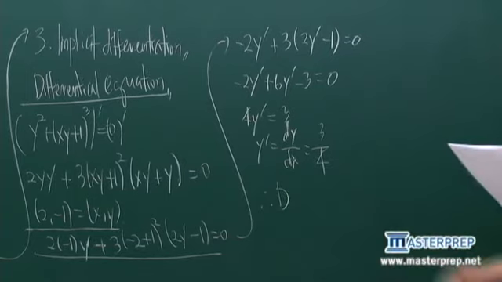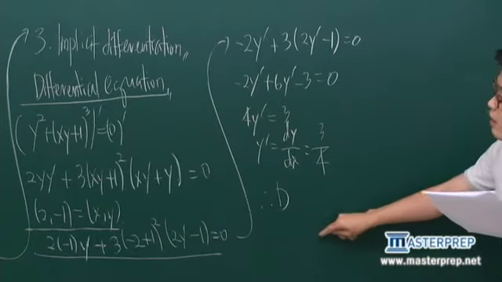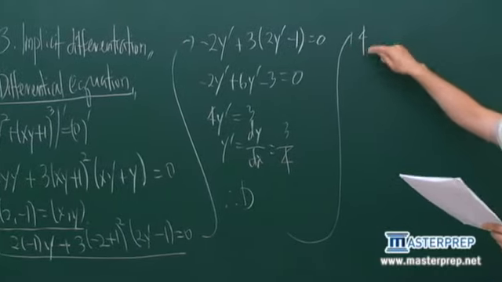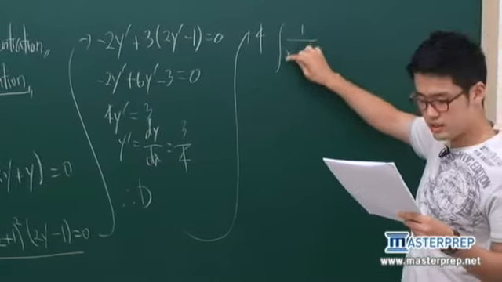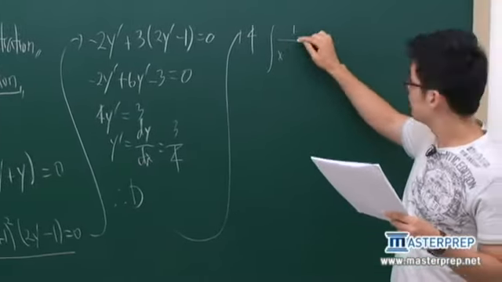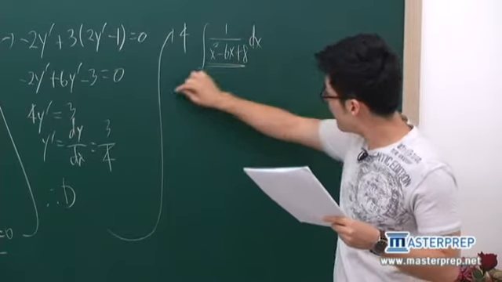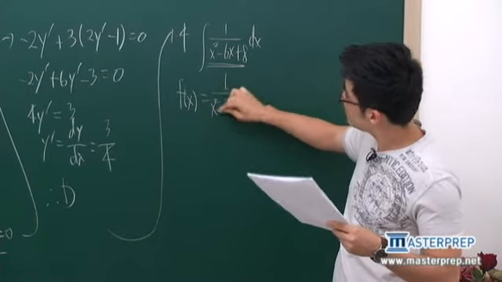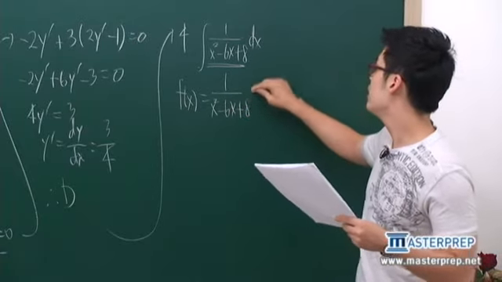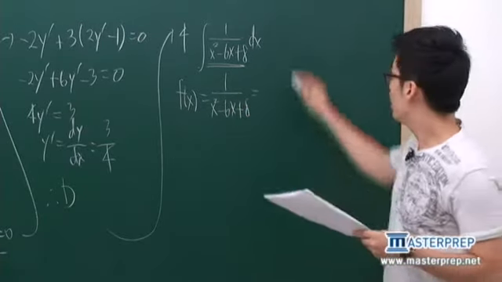All right, so that was a minute question because of writing it down, right? So number 4. What is number 4? Integral of 1 over x squared minus 6x plus 8 dx. And as soon as you see this, f of x is equal to 1 over x squared minus 6x plus 8, right? But this is a form of what?